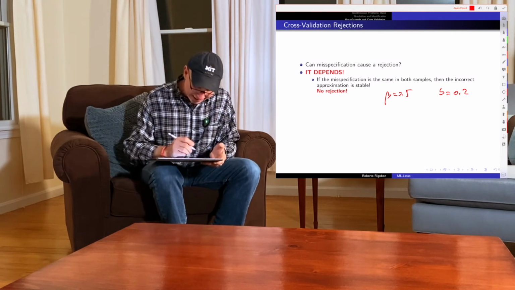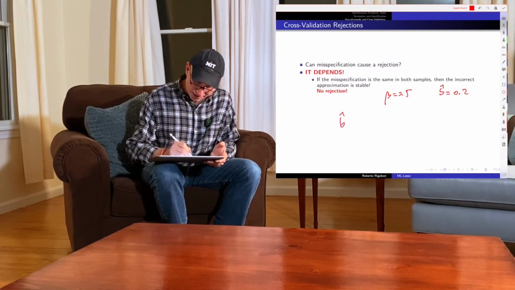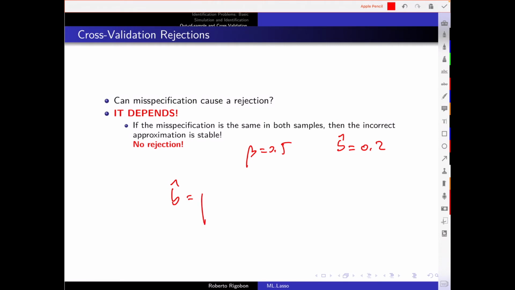The reason is that the b hat that you are estimating is the true beta minus the beta sigma eta divided by sigma eta plus sigma epsilon, sigma z, all of those squared. So in this model, the bias is constant. You are constructing the bias with the same sigma eta, same sigma z, and same beta.